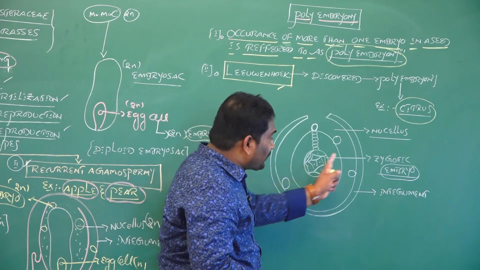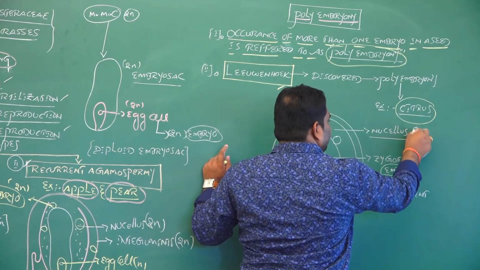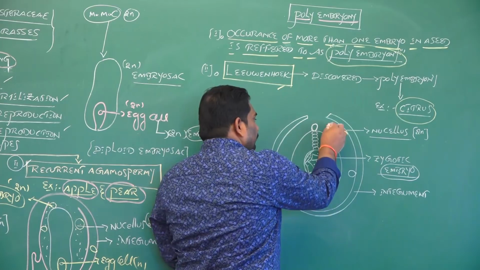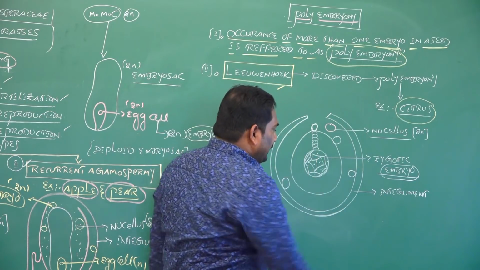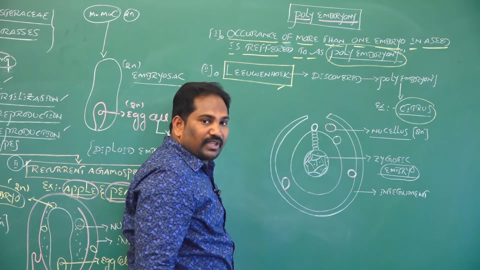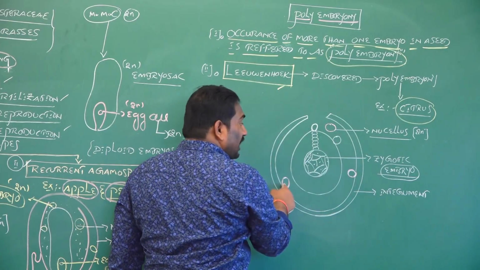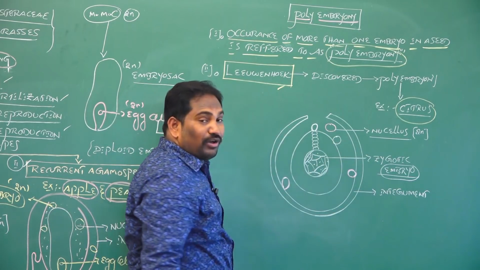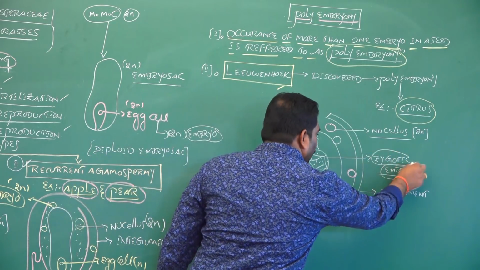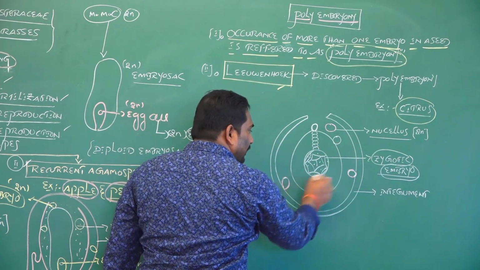But along with the zygote, other diploid sporophytic tissue, nucellus can form diploid embryo. Integuments also form a diploid embryo. So here one seed has many embryos. This phenomenon is called polyembryony. During polyembryony, except zygote, from nucellus and integuments, embryos are formed.